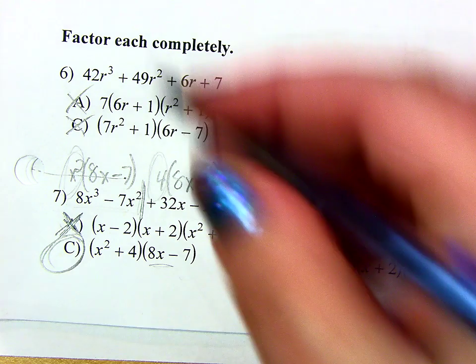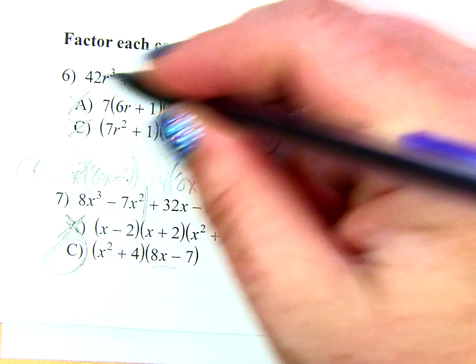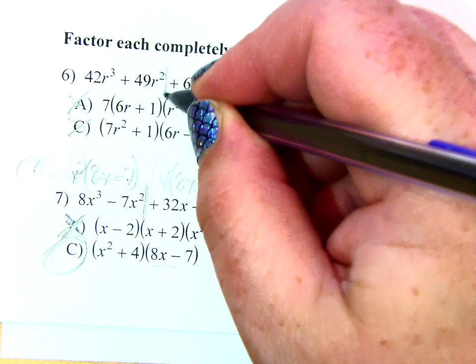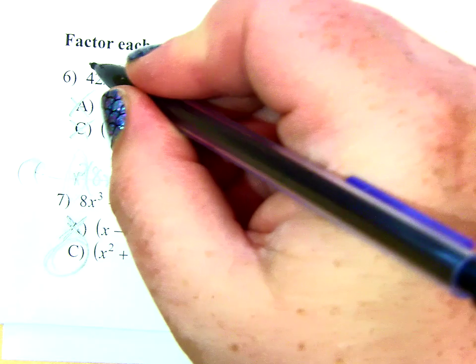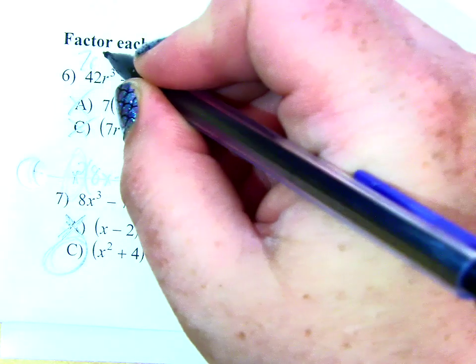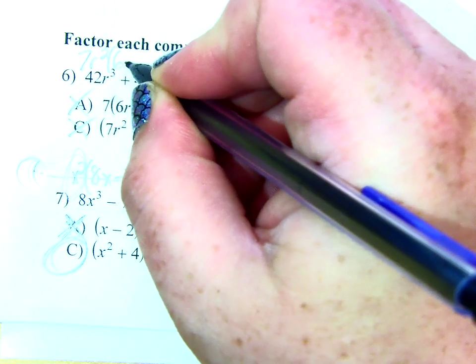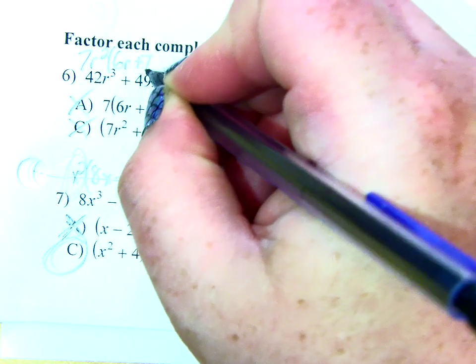Just for funsies, we're going to factor this. There's nothing to factor out of the whole thing. I split in half, so I factor each side. What can I take out here? 7r squared. And I'm left with 6r plus 7.